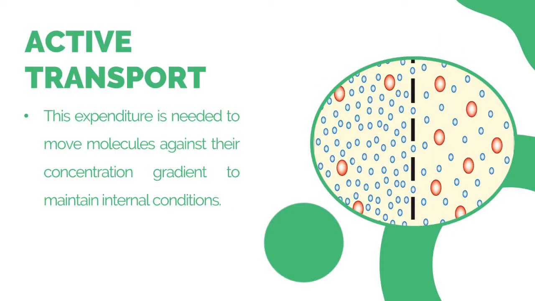So why in the first place kailangan natin ng tinatawag nating active transport? The expenditure is needed to move the molecules against their concentration gradient to maintain internal conditions. Mostly kasi meron mga molecules or ions na hindi basta-basta nakakapag-penetrate doon sa mga channels and also sa plasma membrane. Now, dito po sa active transport, makakadaan po ang mga ions and different molecules through the use of energy coming from the adenosine triphosphate or ATP.